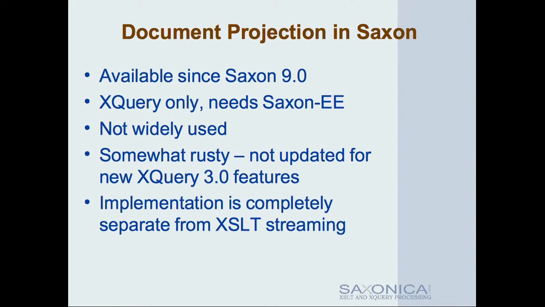In Saxon, document projection has been available since Saxon 9.0, in other words, it's pretty well since prehistory. It works in XQuery only, and there's a reason for that: it's very hard to do this kind of static analysis in XSLT to work out which parts of the document are reachable.